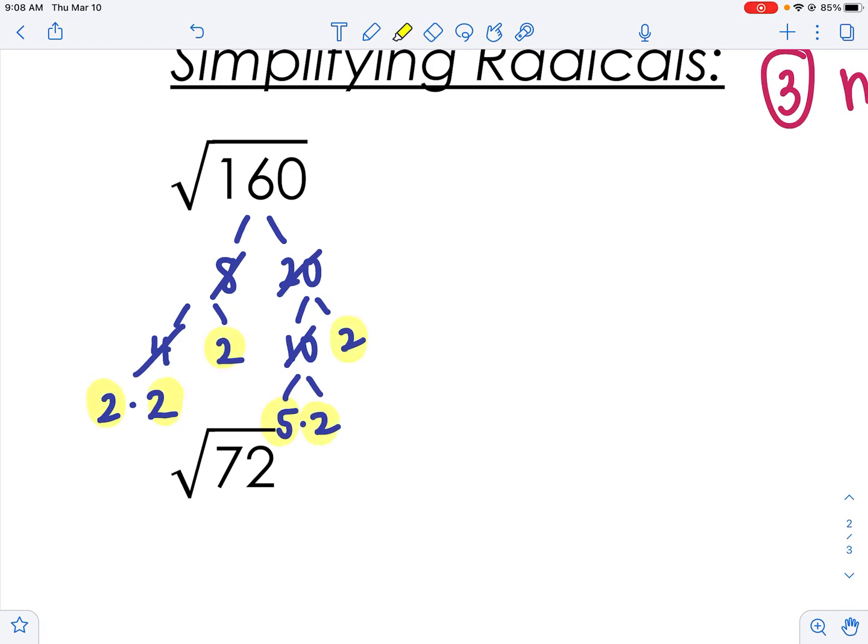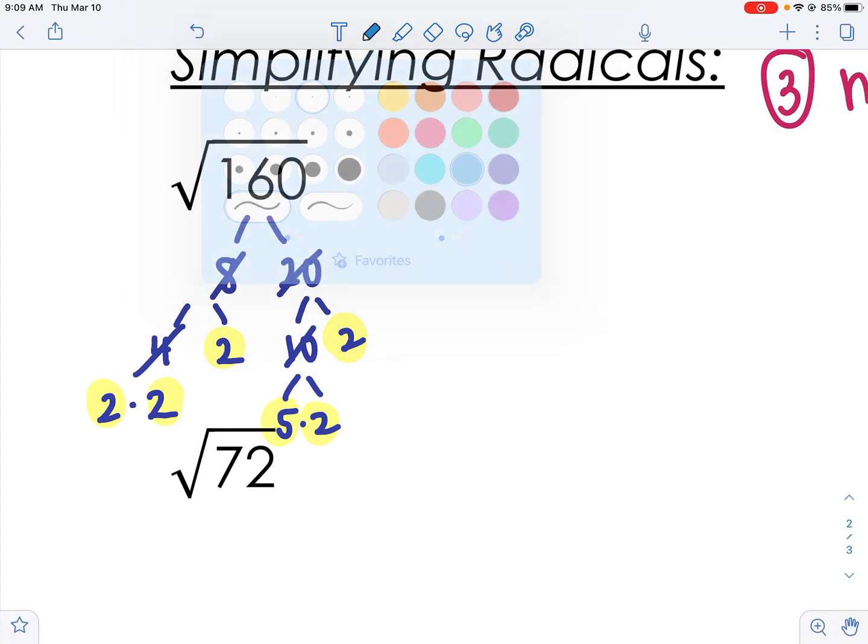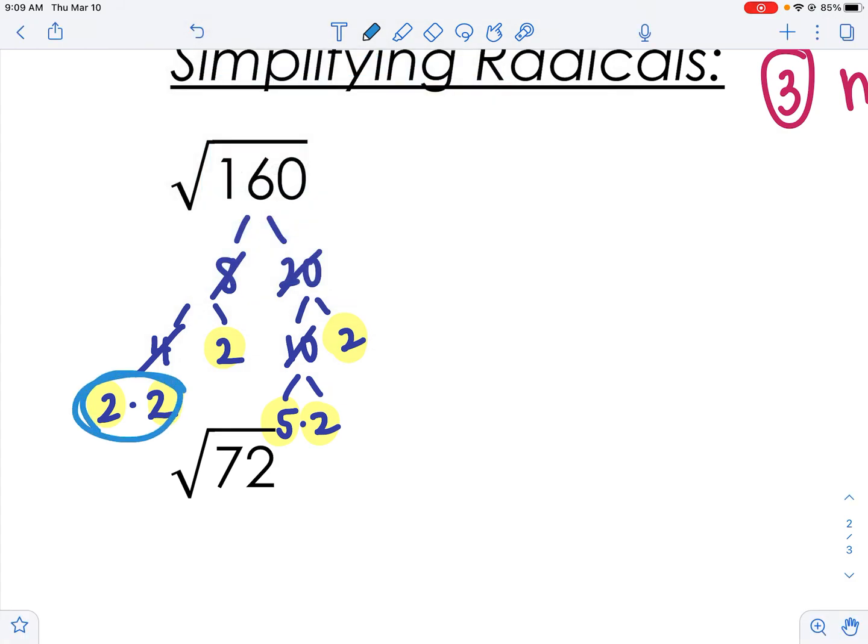So now I'm going to look at all these small numbers that I broke down into, and I'm going to look for pairs. Remember, there's 2 in a pair. So it doesn't matter where they are. That's a pair, so that can count as a pair. That can count as a pair. So I have a pair of 2's there. I could use that pair of 2's. And then I'm going to look for my solo numbers. And my solo numbers here would be this solo 2 and this solo 5. I say solo because they don't have a pair. They have nothing to pair up with.